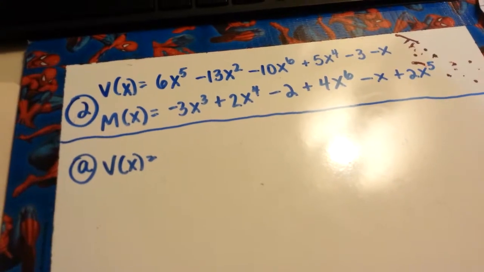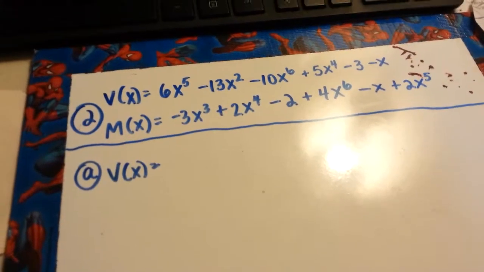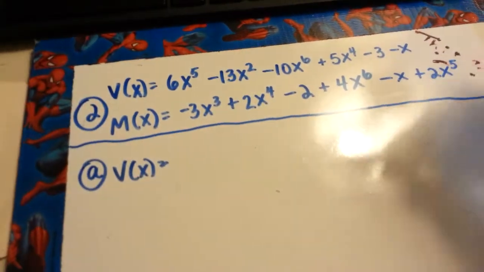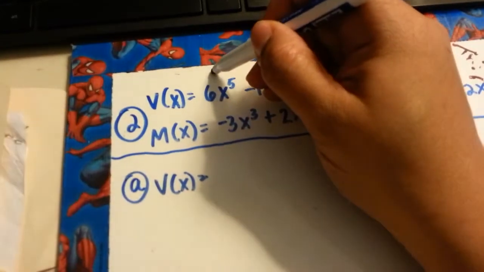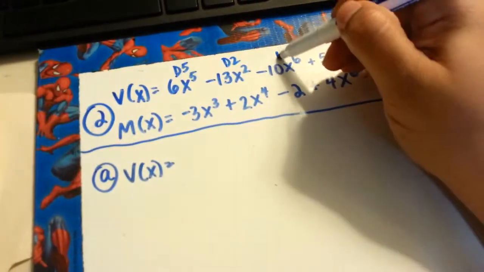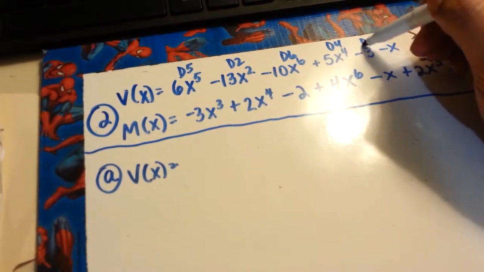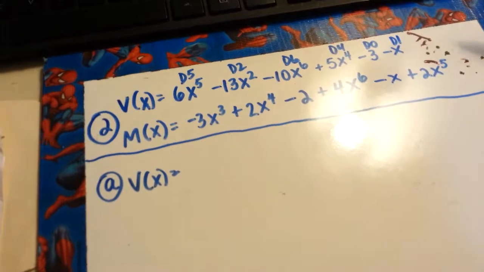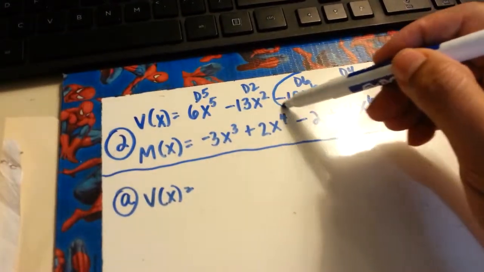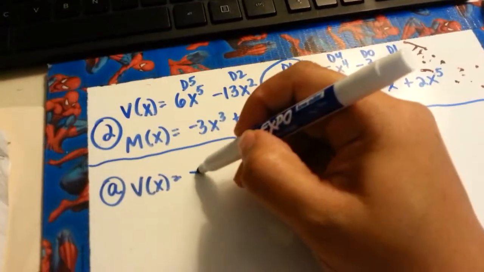Alright, in number 2, the first thing you had to do was write v of x in standard form. Standard form means that you look at the degree and you write them from highest to smallest. So this one is degree 5, this one is degree 2, degree 6, degree 4, degree 0, degree 1. And you start from the highest degree. The highest degree is degree 6. So negative 10x to the 6 will be the first term.